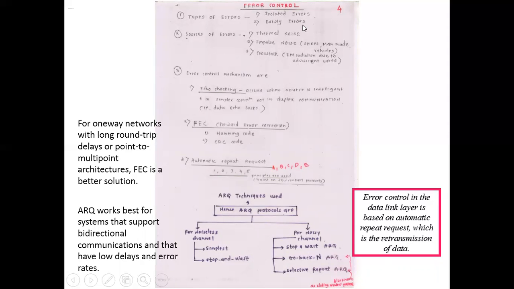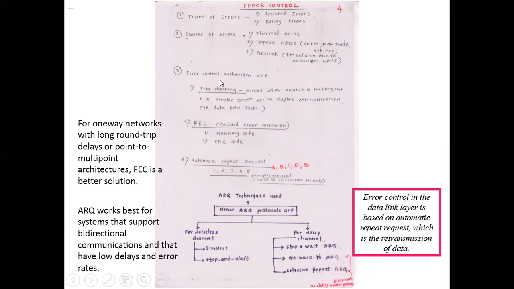Isolated and bursty errors. This is just to revise. You are aware of all these types of things. Sources of errors: different sources are there. Impulse noise, thermal noise, crosstalk. Impulse noise spikes, man-made, vehicles. Crosstalk, electromagnetic radiation due to adjacent wires, NEXT, FEXT, crosstalk, RF interference, and so on.